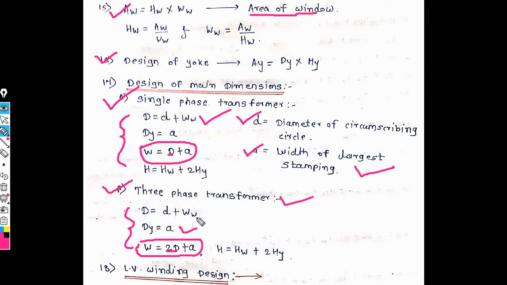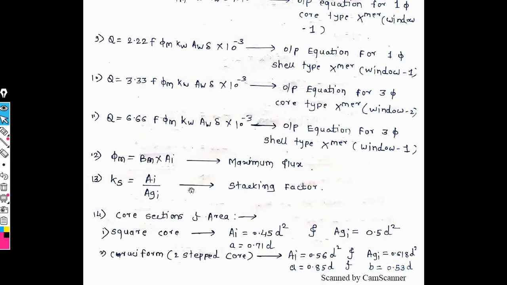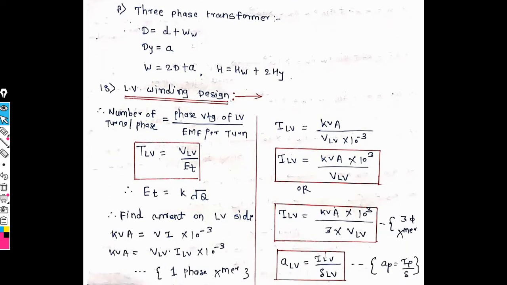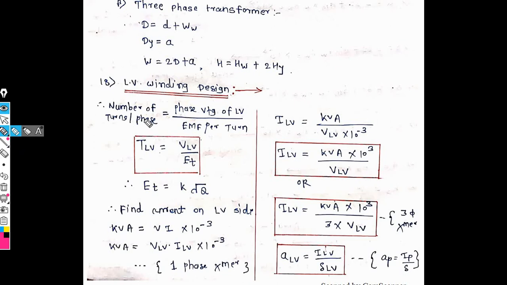Now, in the design of a transformer, we require the low voltage winding design and the high voltage winding design. Okay, let us go to the low voltage winding design. In the low voltage winding design, the number of turns per phase is equal to the phase voltage of the low voltage winding upon the EMF per turn. That means the number of turns in the low voltage winding, TLV, is equal to the phase voltage in the low voltage winding upon the EMF per turn. But the EMF per turn is K into root Q, where Q means the KVA rating of the transformer and K means the constant of the transformer.